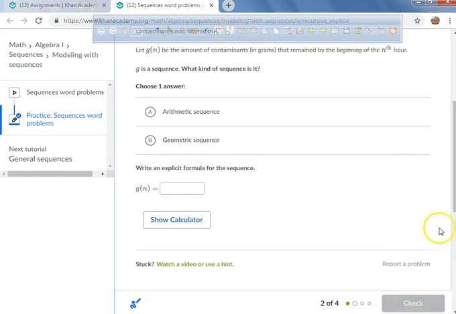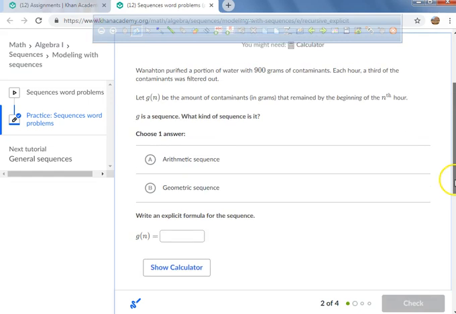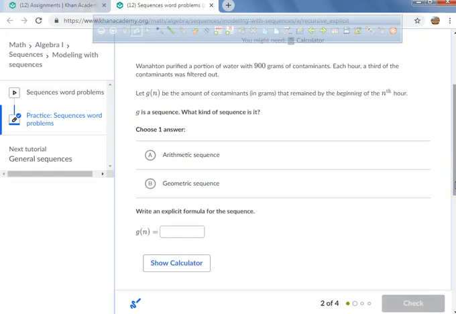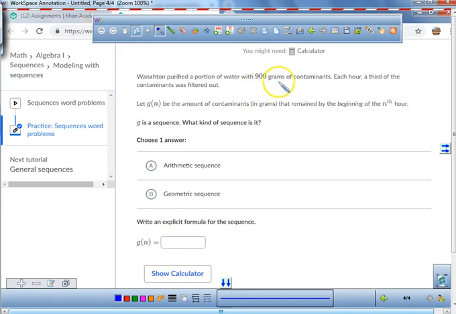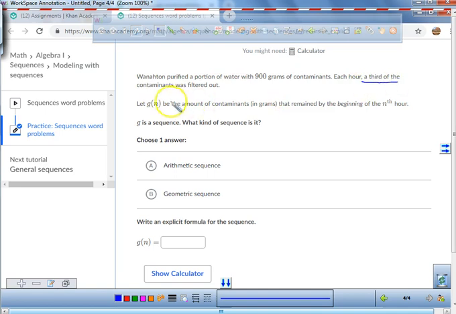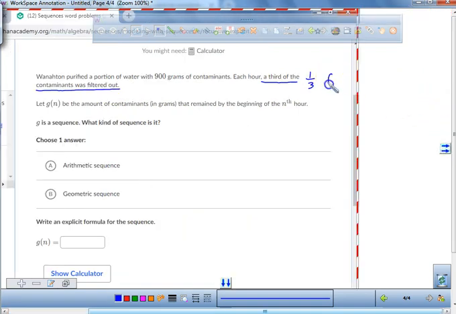All right, moving on. Here's our new problem. I wish I knew how to pronounce that person's name. We'll say Wanatan purified a portion of water with 900 grams of contaminants. Each hour, a third of the contaminants was filtered out. This is going to be important. A third of the contaminants was filtered out, but 1/3 is filtered.